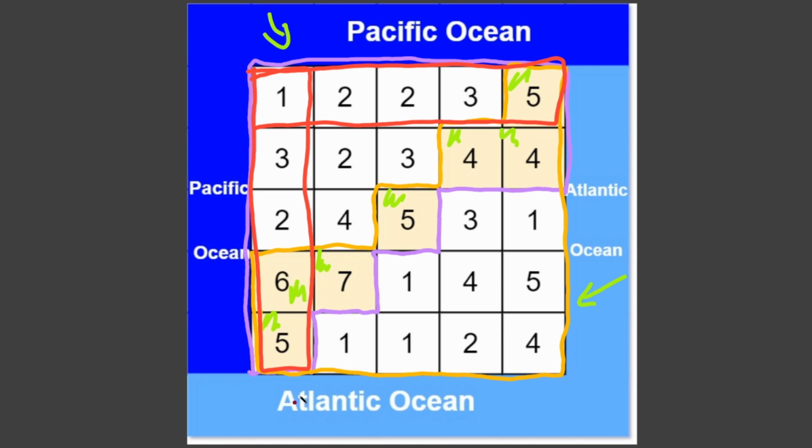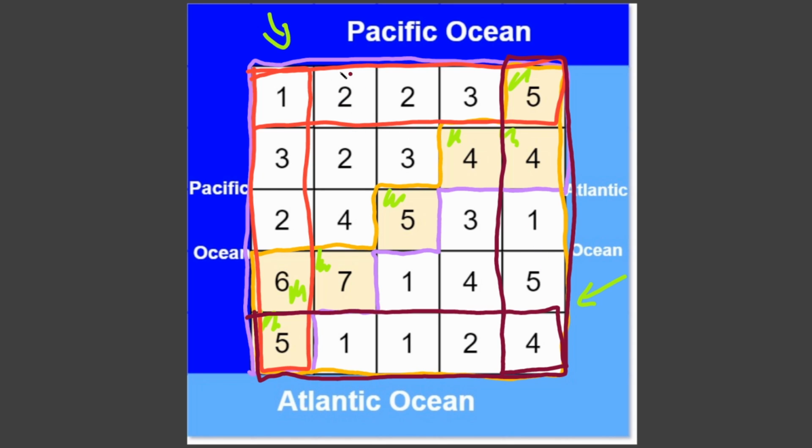And also for the Atlantic Ocean, we want to do the same thing we did for the Pacific Ocean, where we do DFS on the edges. So for Atlantic Ocean, we would take this bottom row and this right column and do the exact same thing I just described for this. So we would do DFS and we would go backwards until eventually we find the same points and we return that.